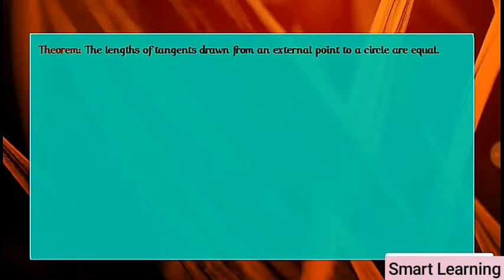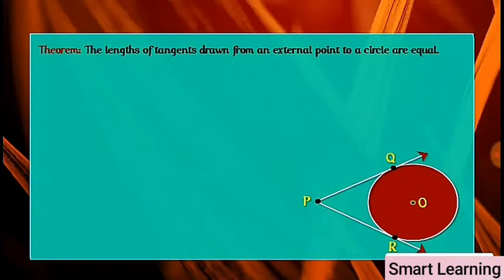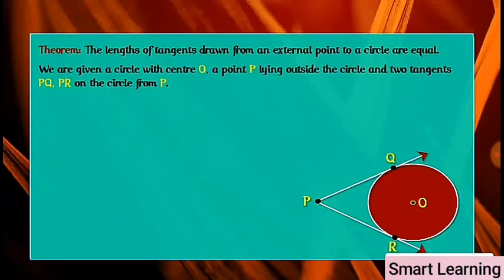Theorem. The lengths of tangents drawn from an external point to the circle are equal. We are given a circle with center O, a point P lying outside the circle, and 2 tangents PQ, PR to the circle from P. We have to prove that PQ is equal to PR. Let us start the proof.